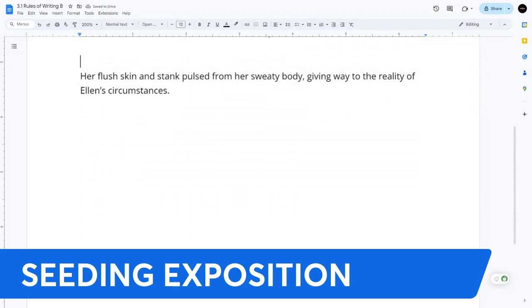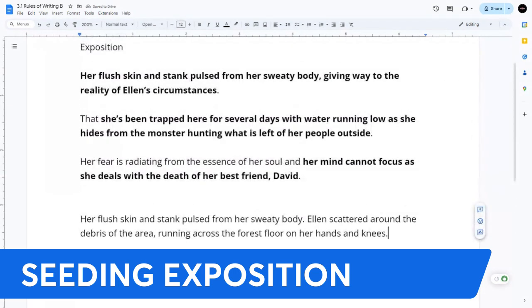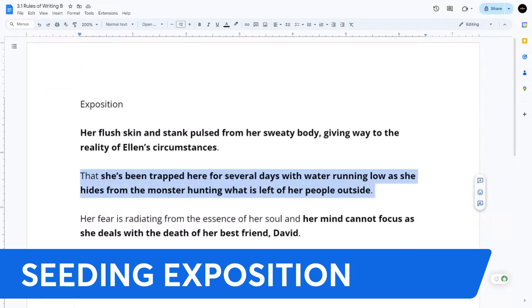All right. Her flush skin and stank pulsed from her sweaty body, scattered around the debris of the area, running across the forest floor on her hands and knees. Okay, now this is just the opening line, right? So do we need this part? I don't think so. I don't think we need that right now.